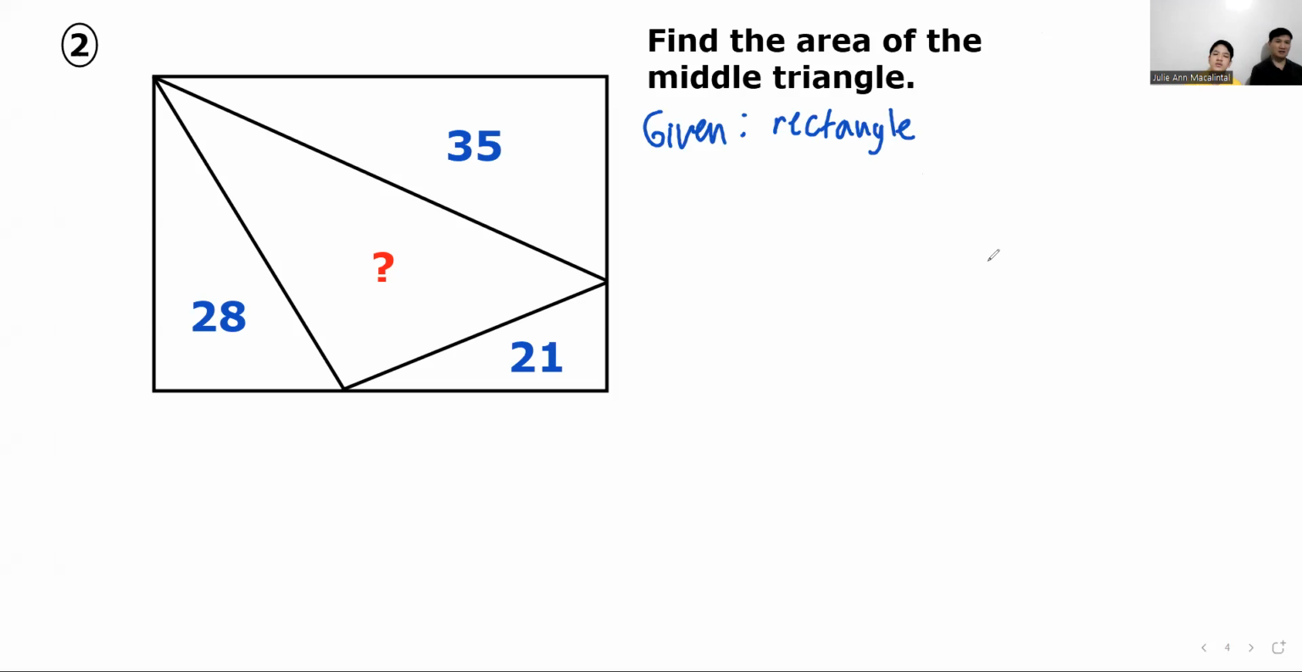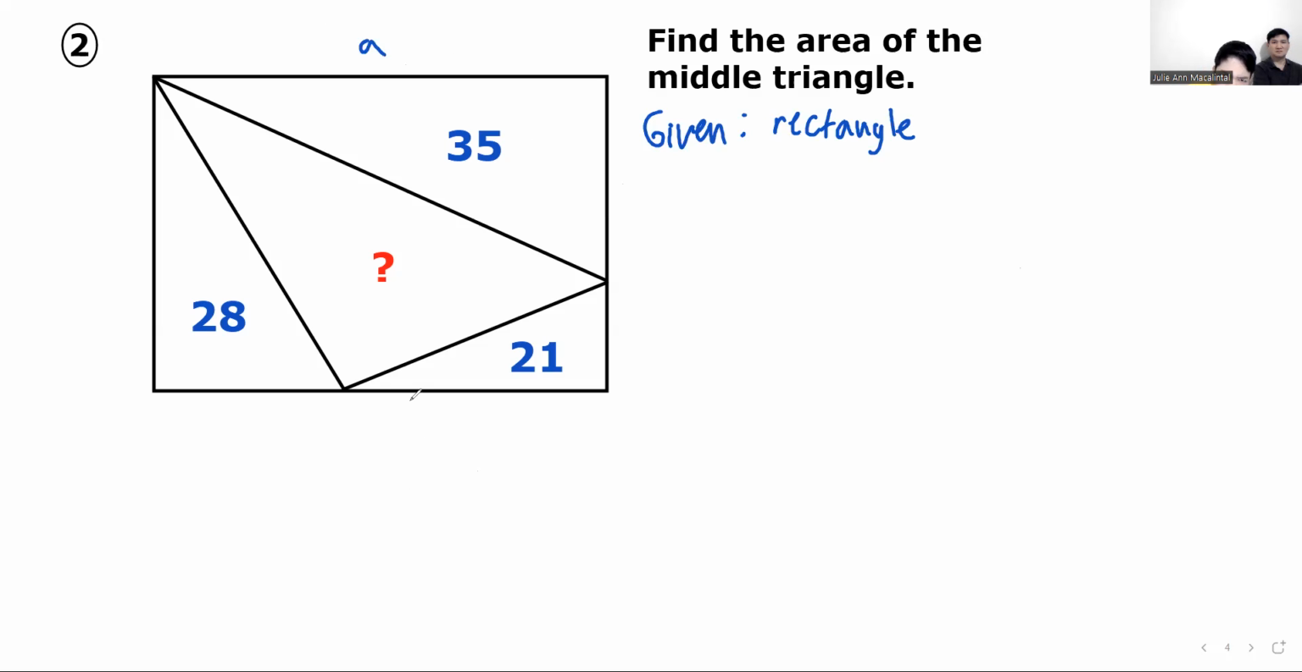The three triangles have been given areas, the measurement of their areas: 35 square units, 21 square units, and 28 square units. Find the area of the middle triangle, the triangle with the question mark. Okay. So to solve this, I will first be assigning. So far we only have areas, so we have to assign variables.